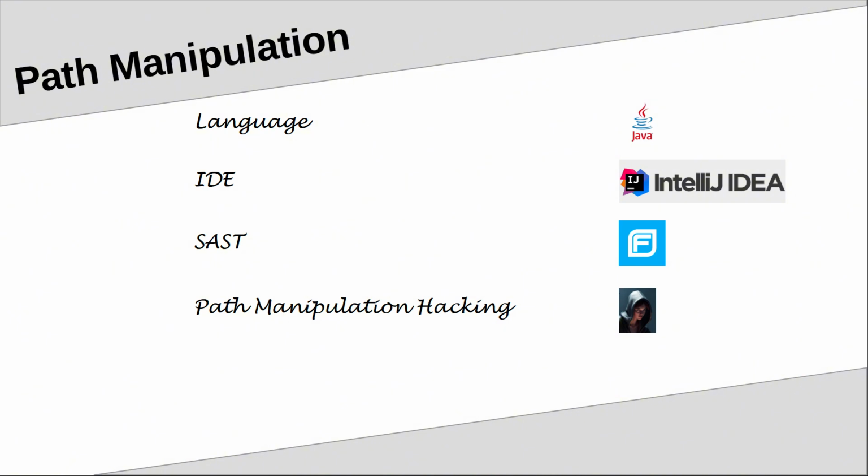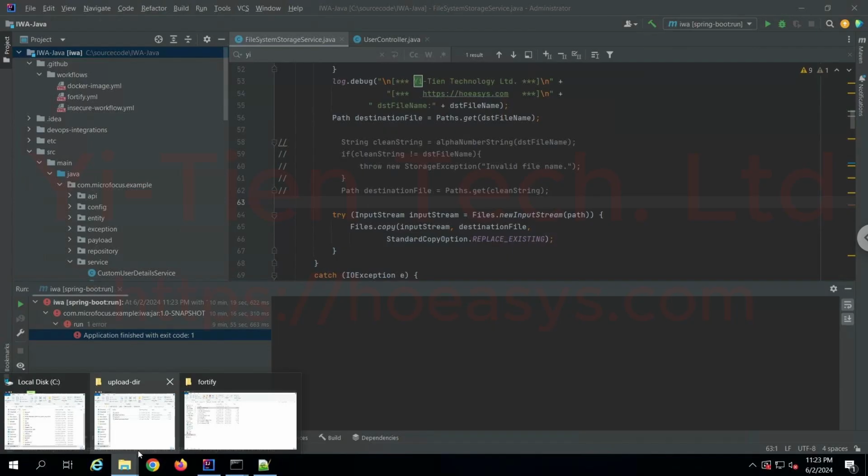In this video, we will explore how hackers use path manipulation techniques to access files and how we can modify our code to prevent such attacks. We will demonstrate these concepts through practical examples, helping you better understand and apply them. Now let's move on to the main content of today's video.